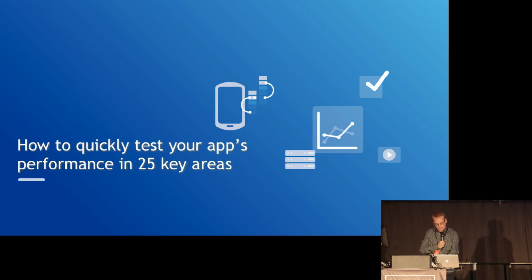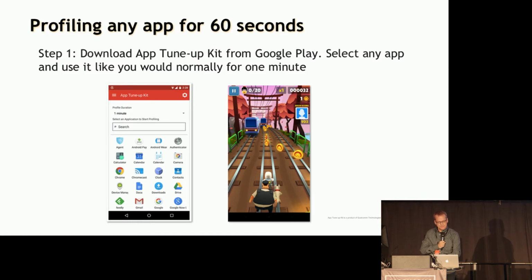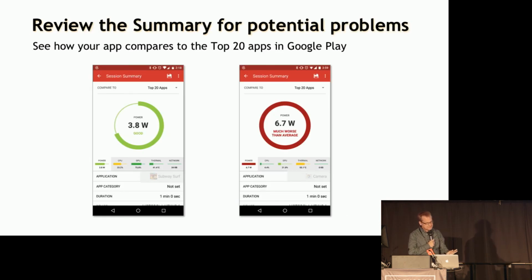So we created an app that basically tests 25 different areas in 60 seconds. The idea is you launch it. It's called App Tune-Up Kit. You select any app, and you use it like normal for 1 minute. In this case, I'm playing a game. I play it for 60 seconds. The app will come in the foreground, and it will give me some stats.